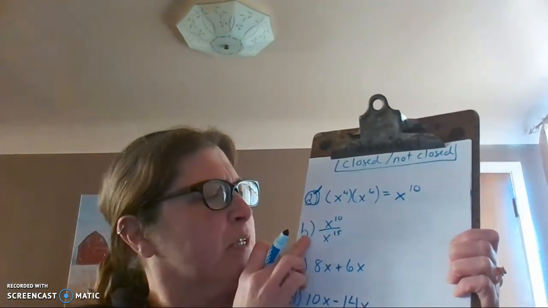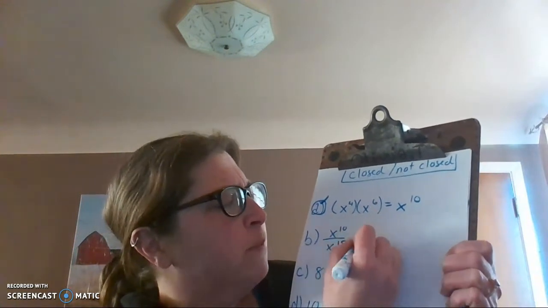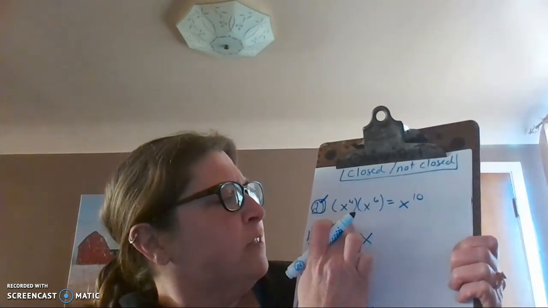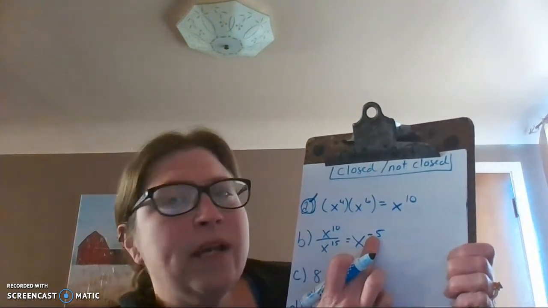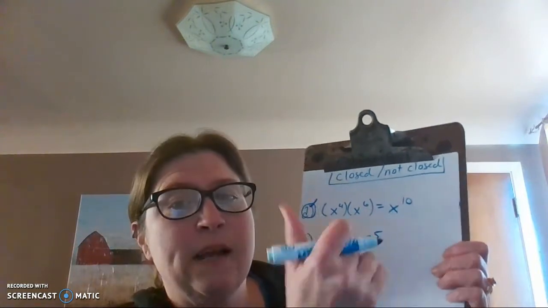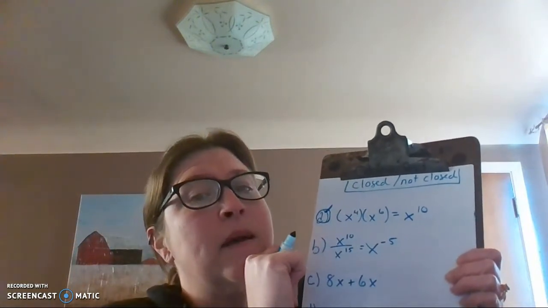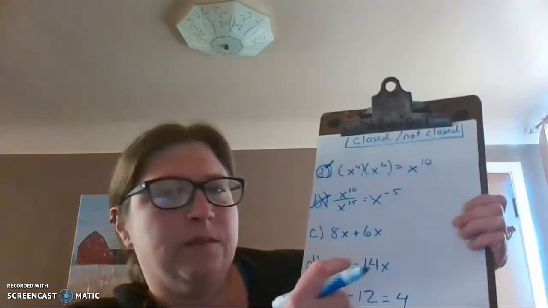However, let's look at B. What this gives me is x divided by x, which is still 1x, and 1x is still just x. But if I take 10 minus 15, I get a negative 5. Do I have a negative exponent? Yes. That means that cannot be closed, right? Because I can't have negative exponents, and I cannot have exponents that are fractions. So this is not closed.